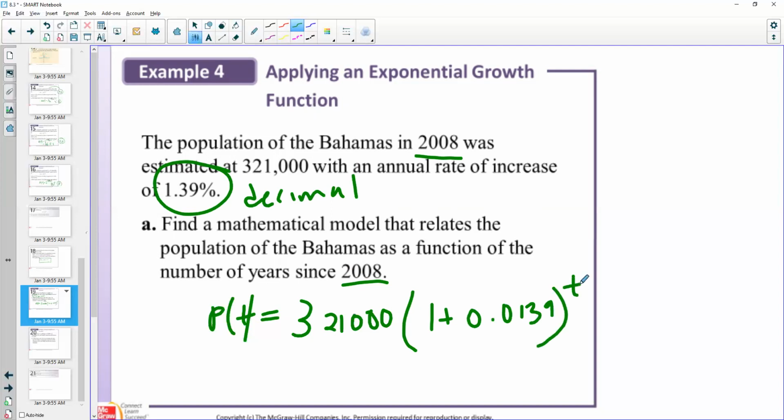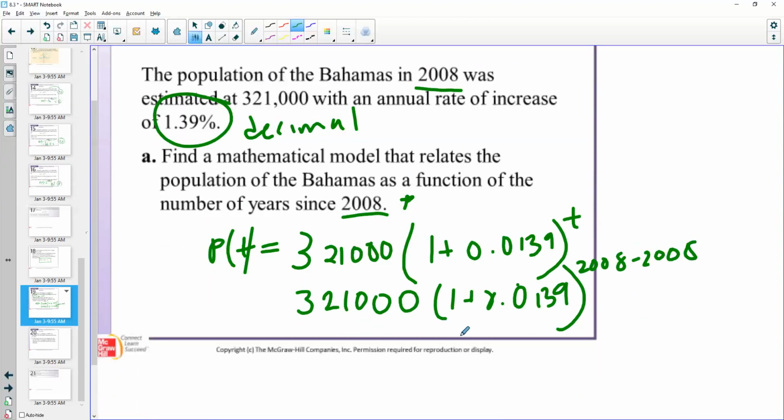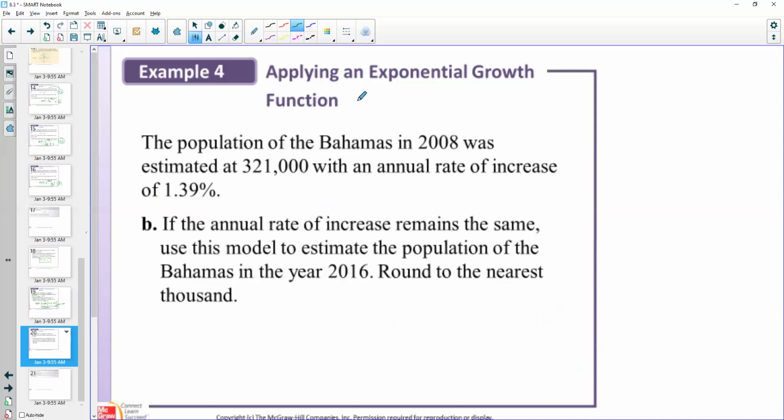That's our function. Okay, at the first year, it's 2008. It's the difference in the years. It would be 2008 minus 2008. So it's at 0 years. The population at that point is just what it is, right? All right, so let's use that. The annual rate is what it was.